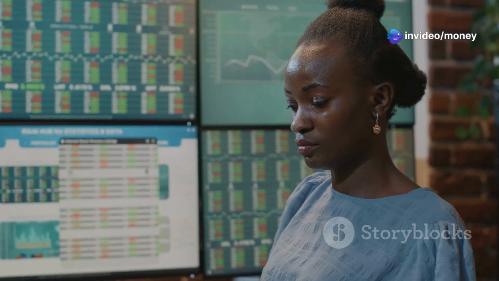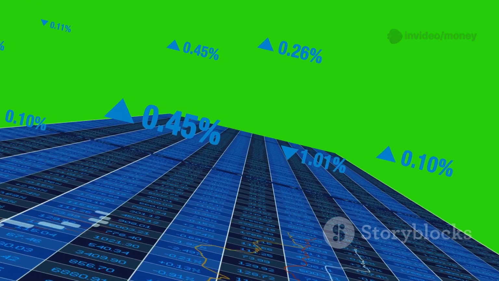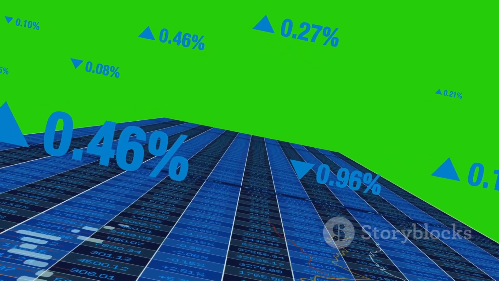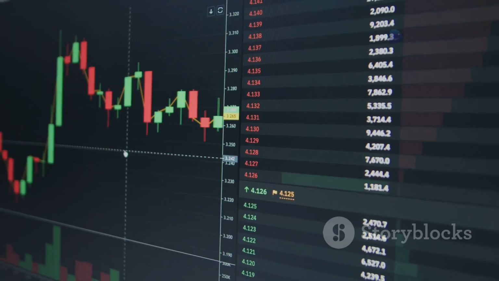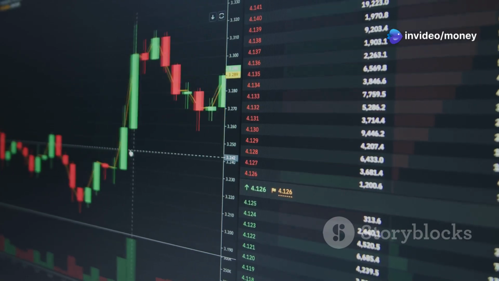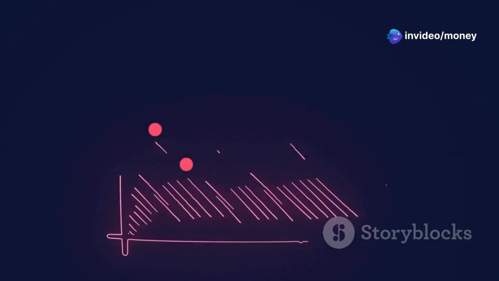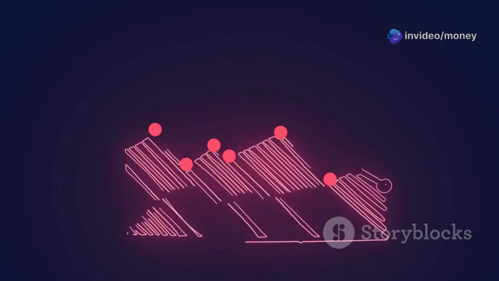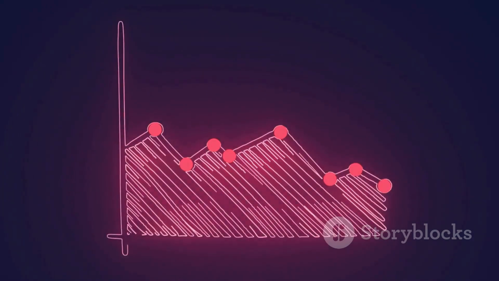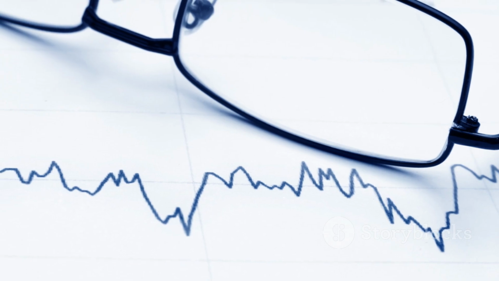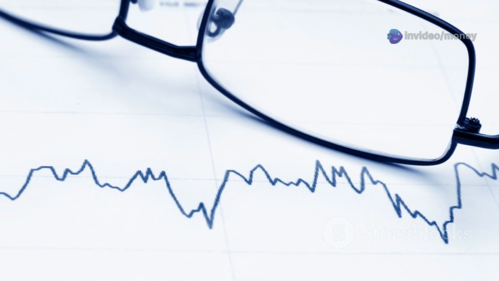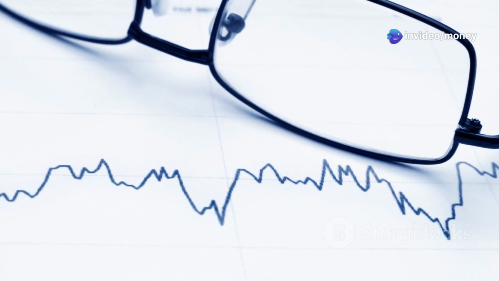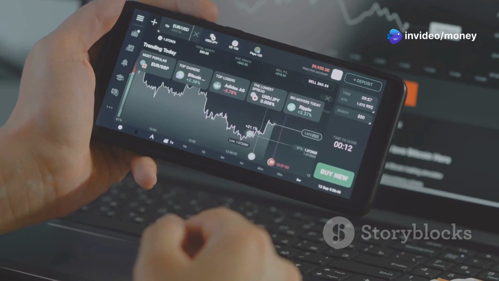Let's first recap what the ROC does. As we've established, the ROC measures the percentage price change over a specific N period. It directly tells you the price has changed by X% over the last N bars. Its output is a percentage, and it oscillates above and below a zero line with no fixed upper or lower boundary. Its primary strength is in identifying the acceleration or deceleration of price movements, how fast things are speeding up or slowing down. Now let's consider the RSI.